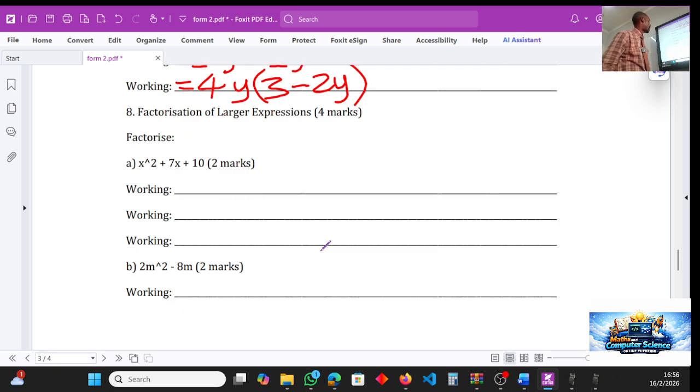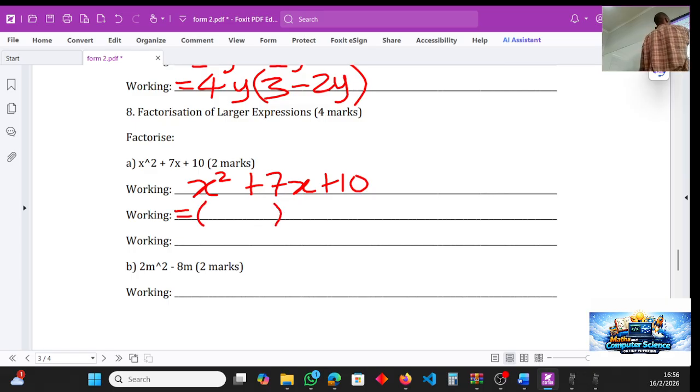Then the next one is a slightly challenging problem. I've got an expression x squared plus 7x plus 10. Now, the approach that we'll do here is we are going to build two brackets. And for our two brackets, we look at the coefficient here. If the coefficient is 1, it means we initially multiplied x by x. Then we move to the last term, which is 10.